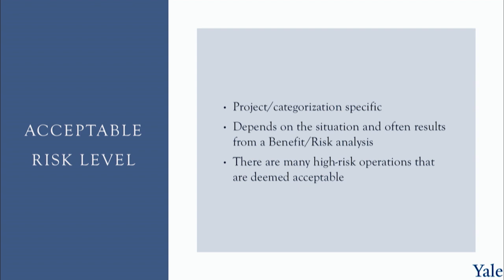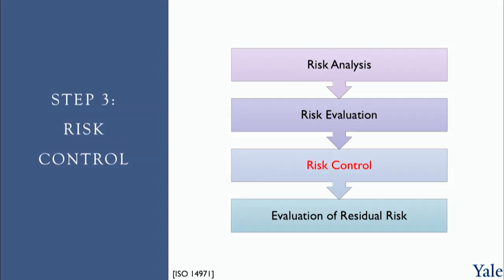To give a trivial example, there are many medical procedures that have a high probability of the patient dying, but if the patient has a higher probability of dying absent the procedure, then the risk in those procedures is acceptable. Conversely, that risk is not acceptable if the patient is under no risk if we don't perform the procedure. So we perform a risk evaluation, now we're ready to do risk control. There are three fundamental techniques for risk control.